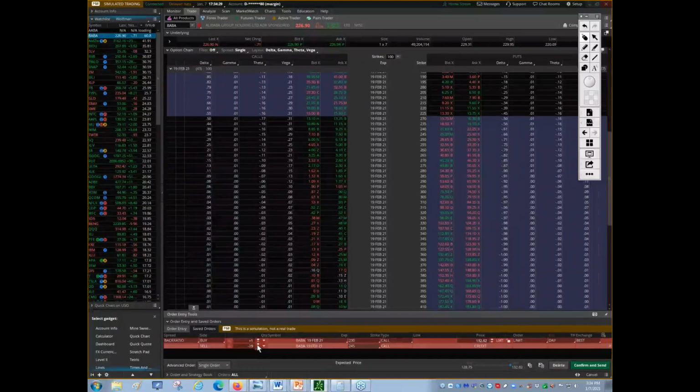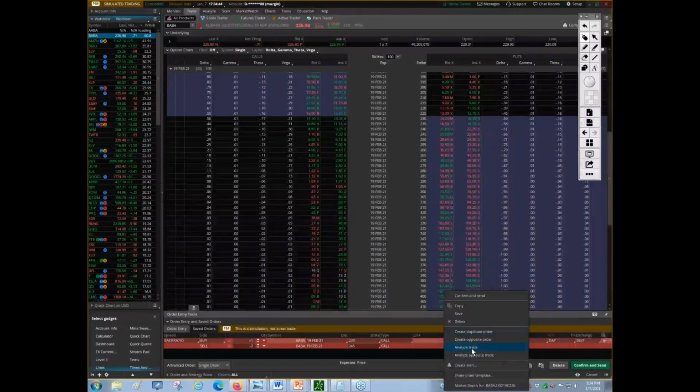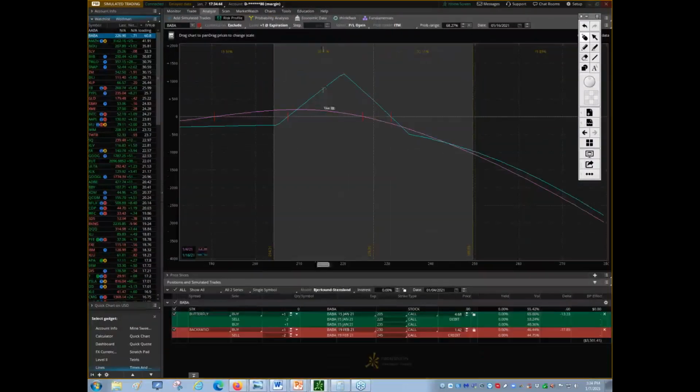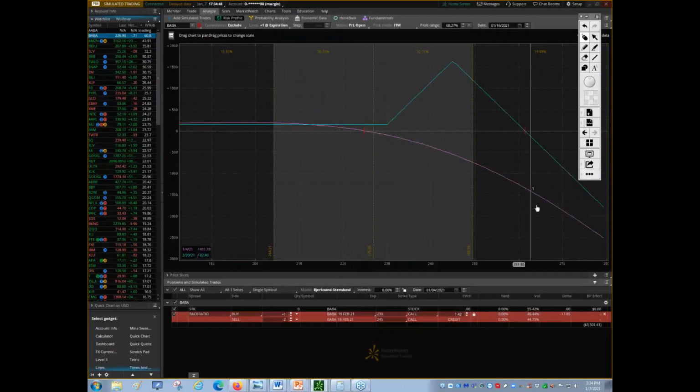So we bought one of those. We're going to sell two of the out of the monies because I bought these for 13. Want to sell those for at least enough to collect a credit. Now let's go over and analyze the trade. And you will see that I've got an old something in there. Let's get that out of there.